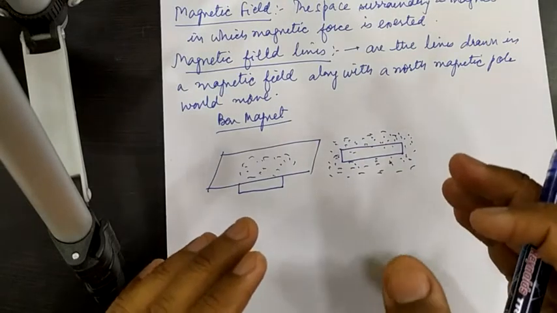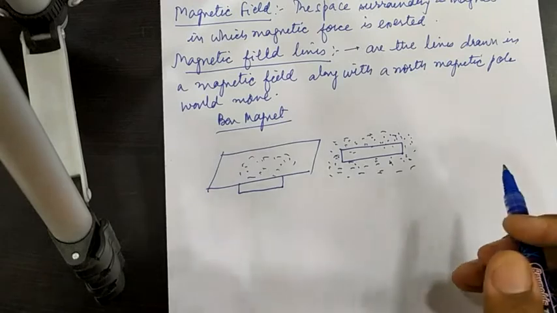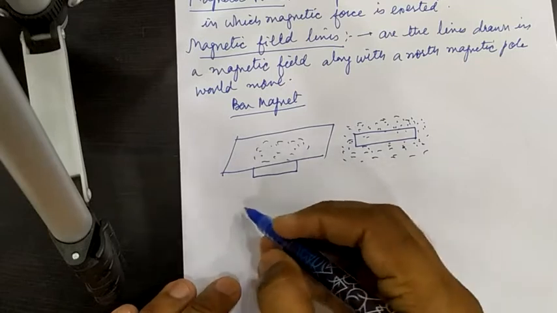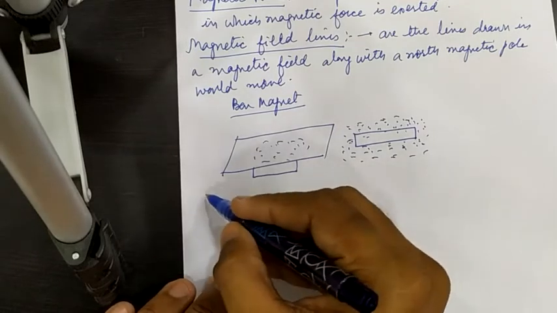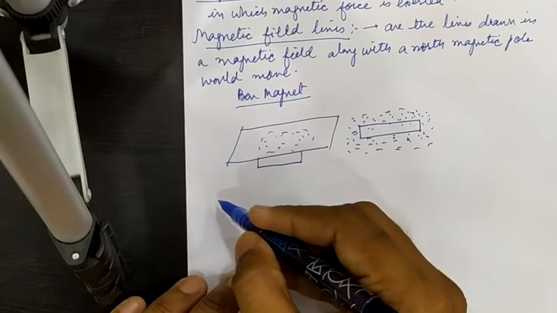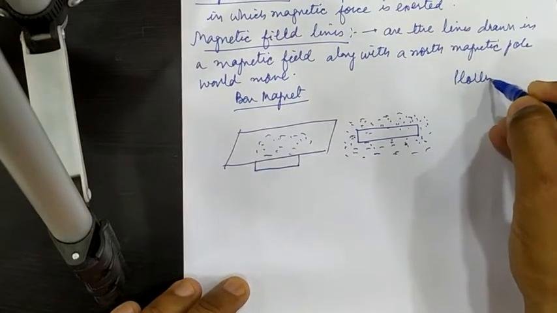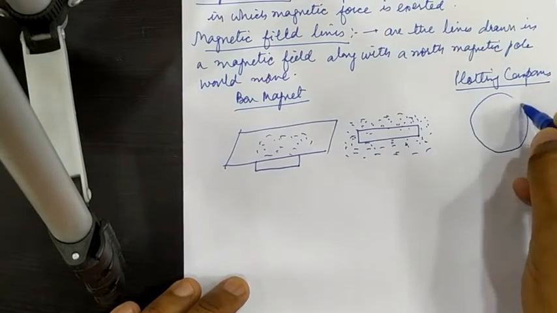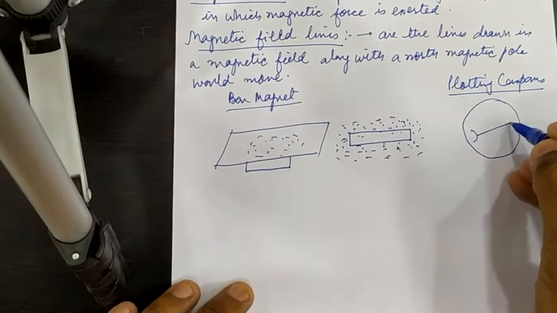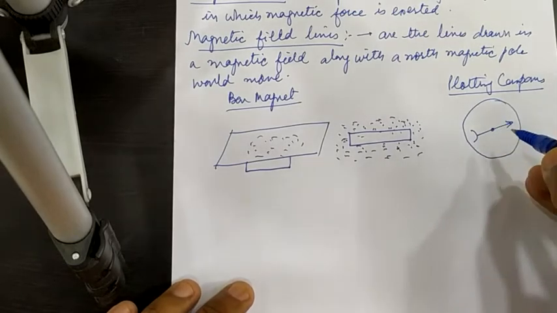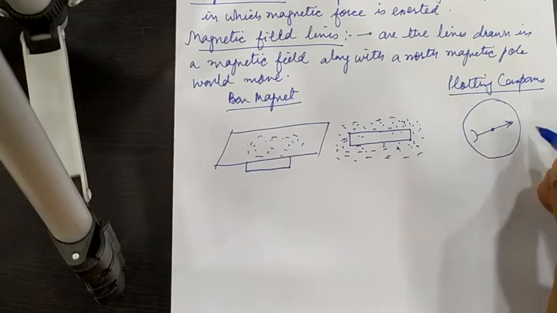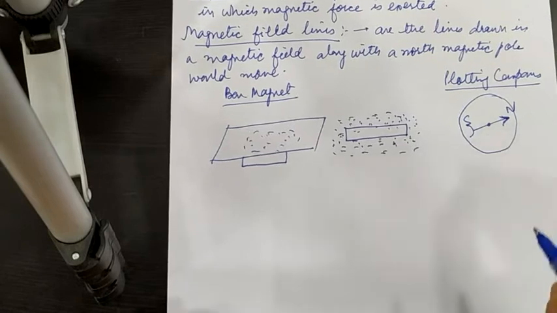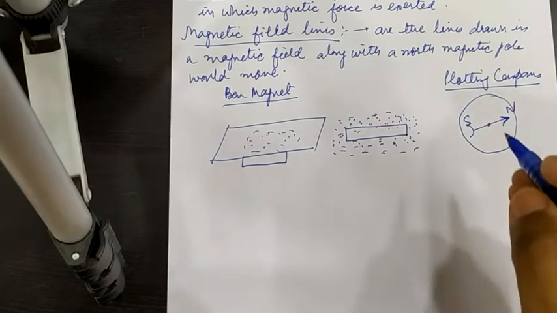There is also a different method to plot these magnetic field lines, that is the compass, the plotting compass. I hope you know what a plotting compass is. A plotting compass is like this. There is a needle in it. This is the compass needle. The tip of this compass needle points towards north and its tail points towards south. It is a plotting compass.